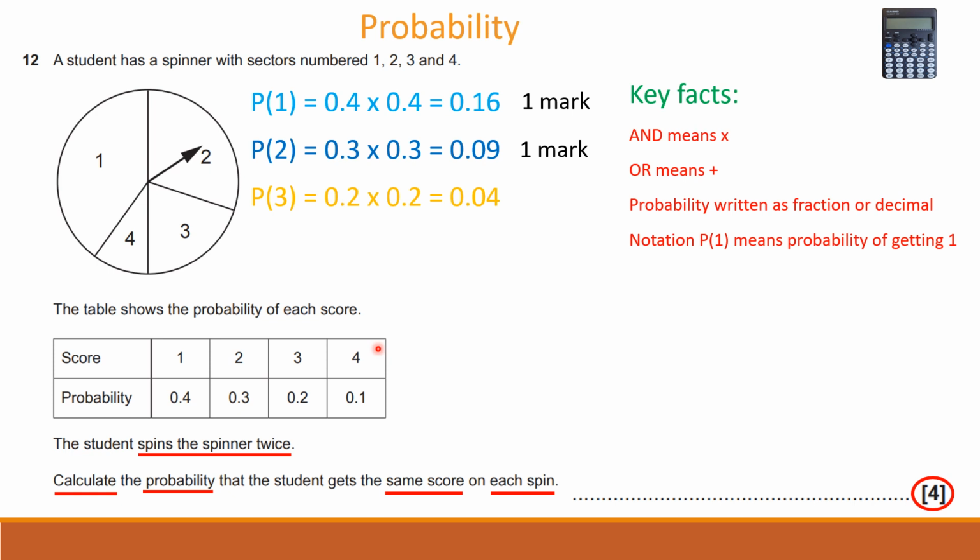The last one we're going to look at is the probability of getting a 4 and a probability of a 4. So the probability of a 4 is 0.1 and the probability of getting another 4 is also 0.1. So that is going to be 0.1 times 0.1, which is 0.01.